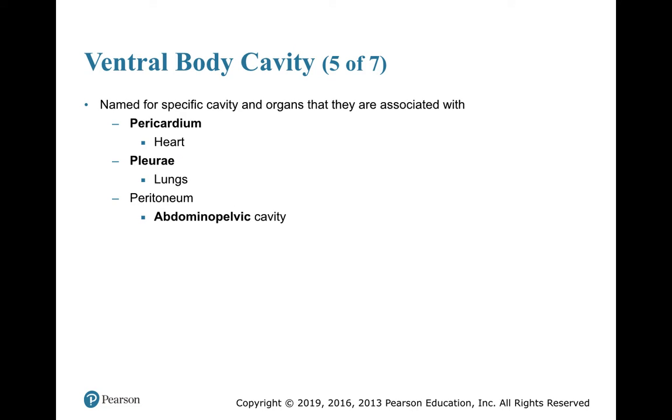Those serosa are often named for the organ with which they are associated. The pericardium is the serosal membrane that surrounds the heart. The visceral pericardium would be against the heart. The parietal pericardium would be against the wall that surrounds the heart. We do the same thing for the lungs, and that would be the pleurae. When we get to the abdominal pelvic cavity, there is a very large serous membrane called the peritoneum. That's going to take that job.